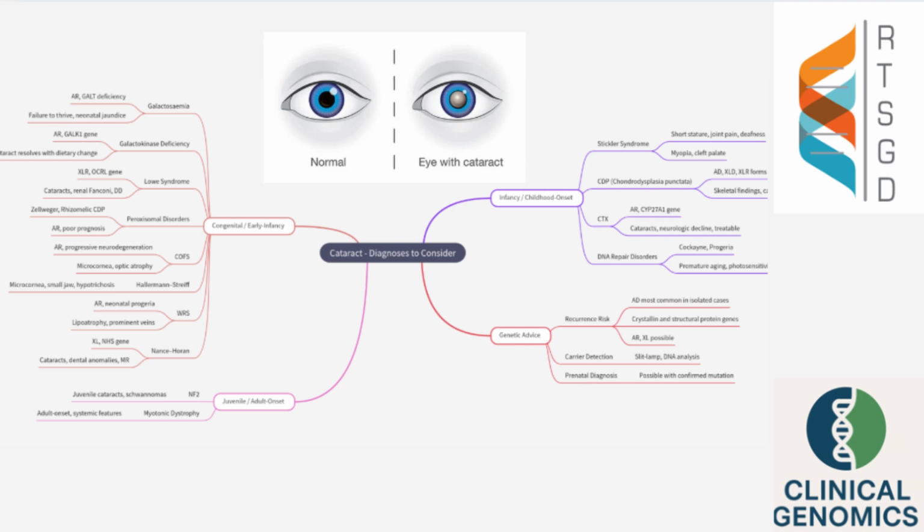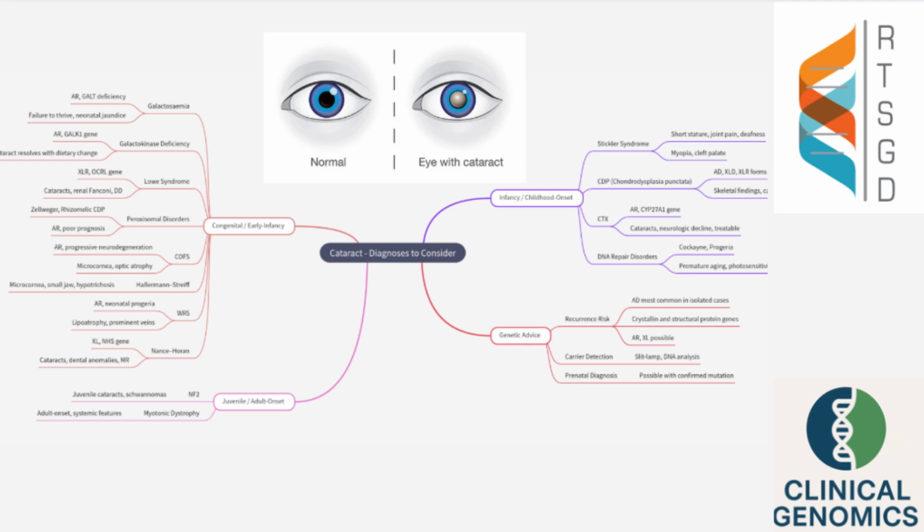Genetic counseling is very important. Even when the cataract seems isolated, recurrence risk may be related to mutations in crystalline or structural proteins. Most isolated cases follow an autosomal dominant pattern, but recessive and X-linked forms also exist. Carrier testing can involve slit lamp exams, DNA testing, and examining relatives. And if a mutation is found, prenatal diagnosis is possible in future pregnancies.